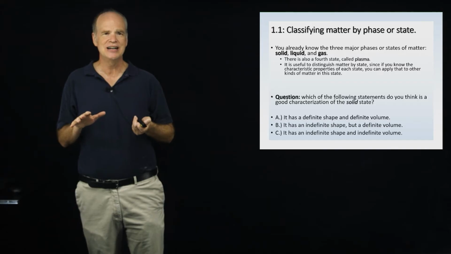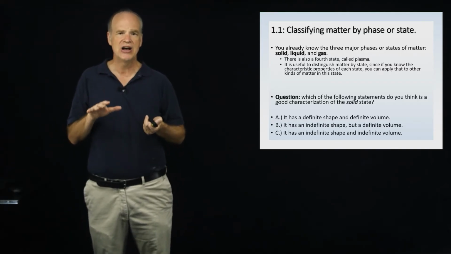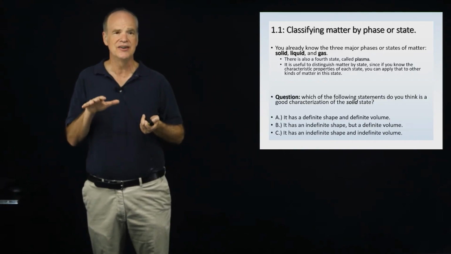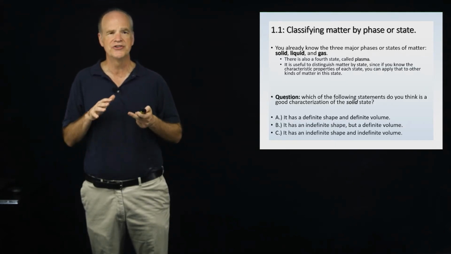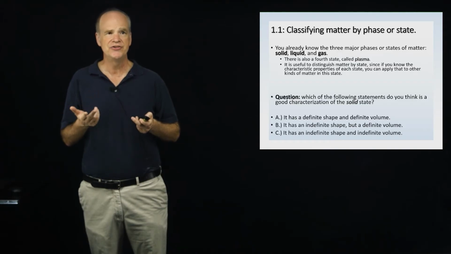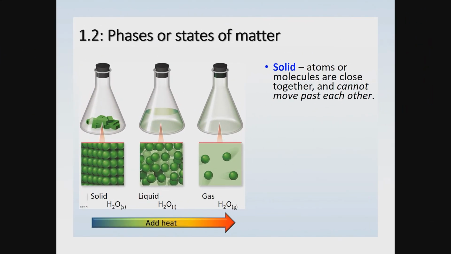And so let's talk about maybe why the solid state really truly does have a definite shape and definite volume. What is it about the molecules in the solid state that causes these definite properties? So here we have a diagram of the 3 states of matter. And so we have on the left the solid state, in the middle the liquid state, and at the very end we have the gaseous state. So let's take a look at what is going on at the molecular level, because that may explain the properties of each of these states.